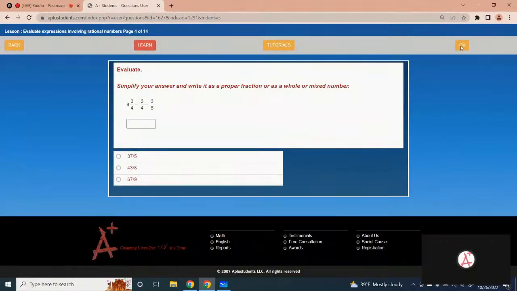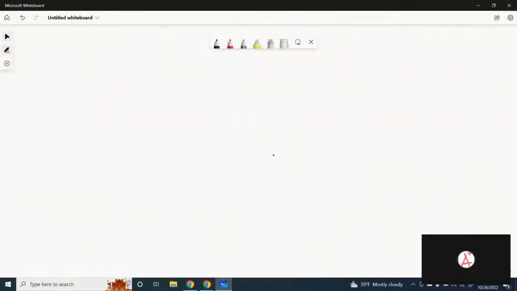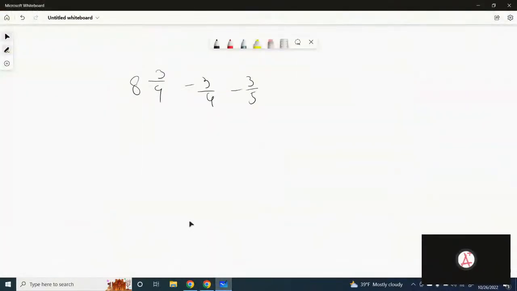Okay, the next one is 8 whole 3 by 4 subtract 3 by 4 subtract 3 by 5. Let me write it down on board. You have to subtract 3 by 4 from 8 whole 3 by 4, and then subtract 3 by 5. You have just subtraction, so you have to do it from left to right. Got it? So just subtract them.